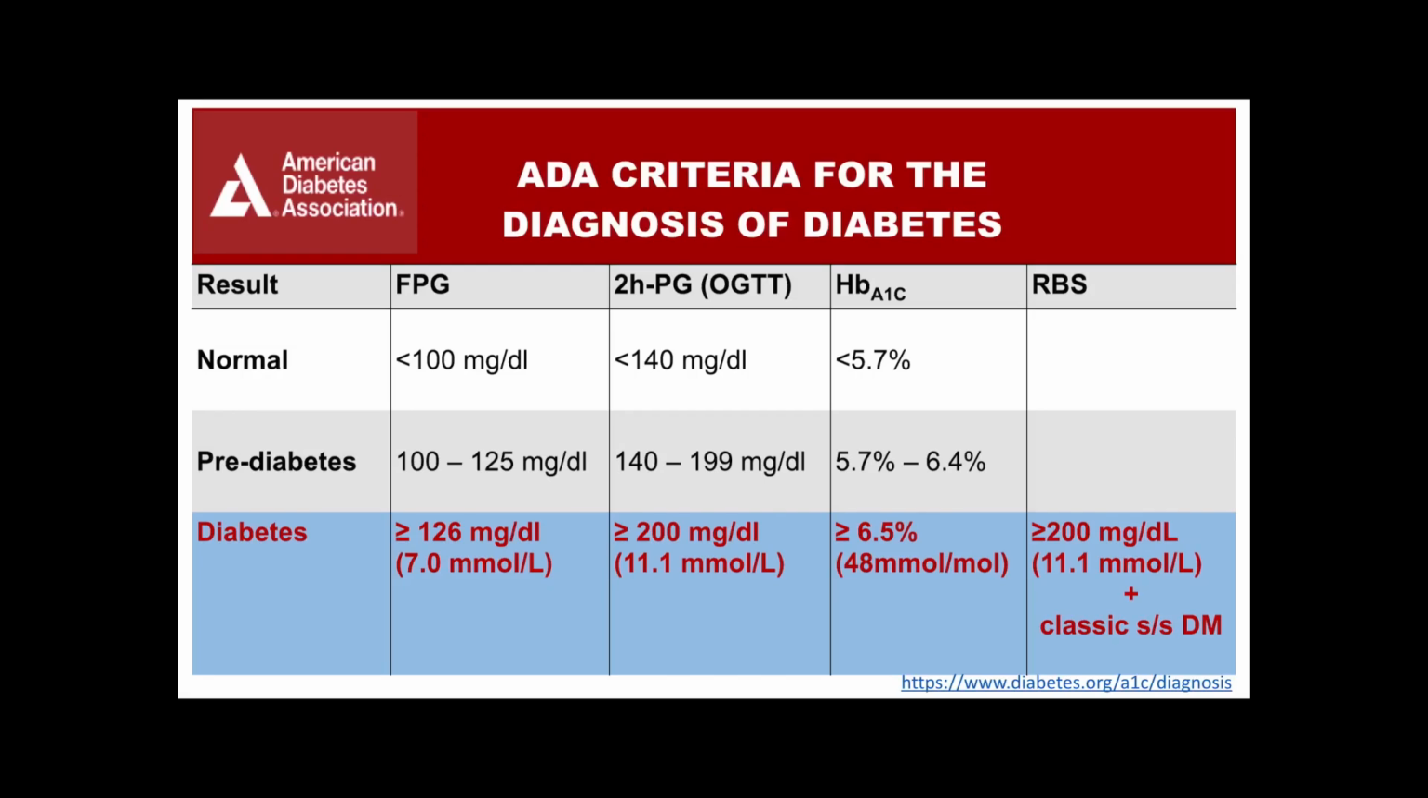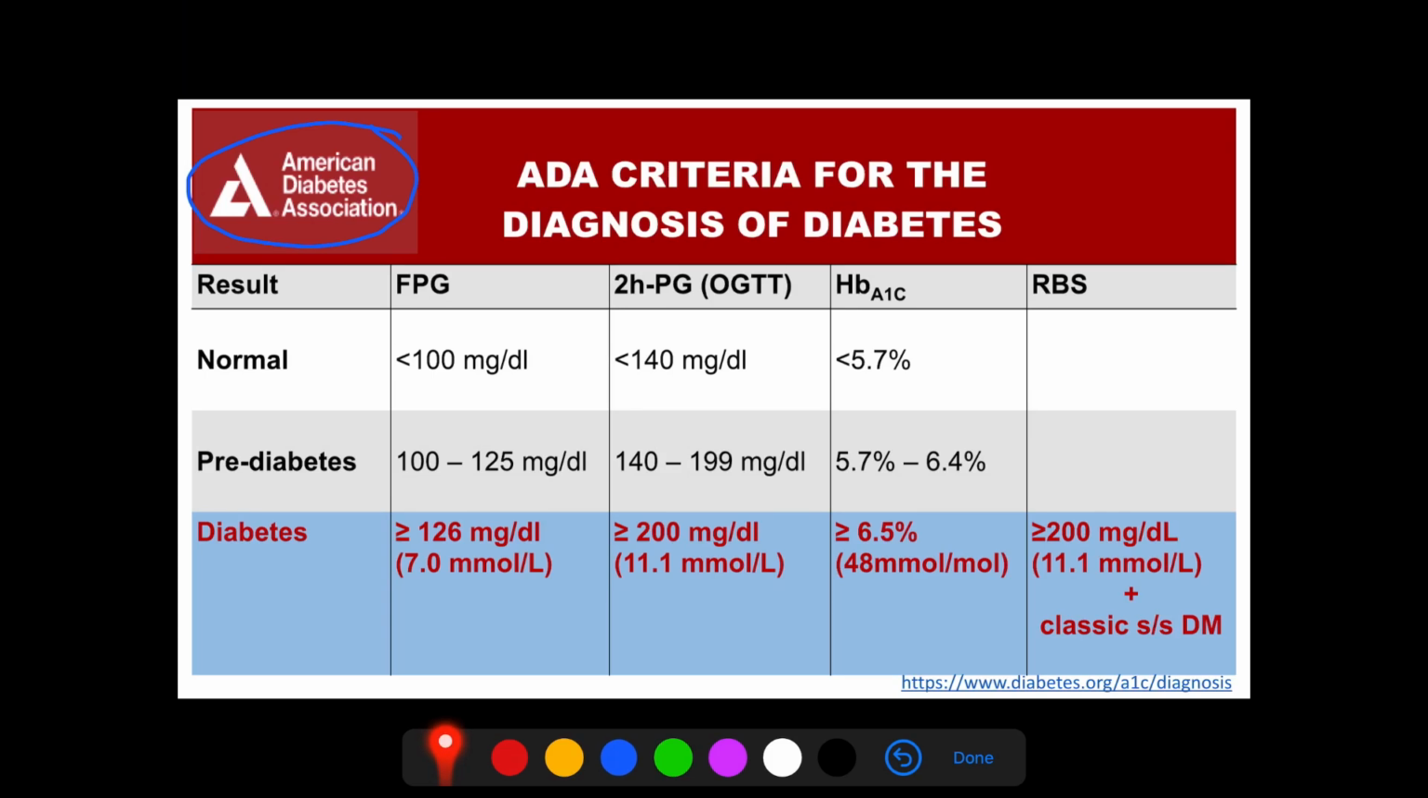So how can a person be diagnosed as diabetic? Or how can we say that the patient really has diabetes mellitus? According to the American Diabetes Association, these are the tests that need to be conducted in order for patients to be classified as having diabetes mellitus. We have the fasting plasma glucose, or fasting blood sugar. We also have the 2-hour post-glucose challenge using the OGTT. We have the HbA1c and RBS. And we have here the normal values for those tests.